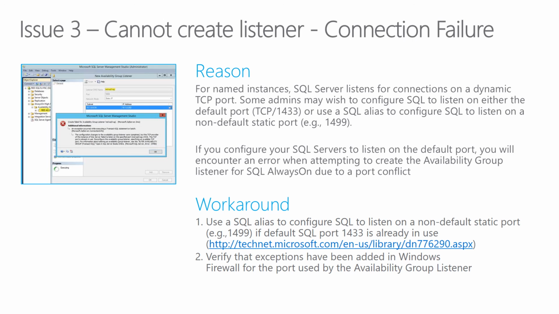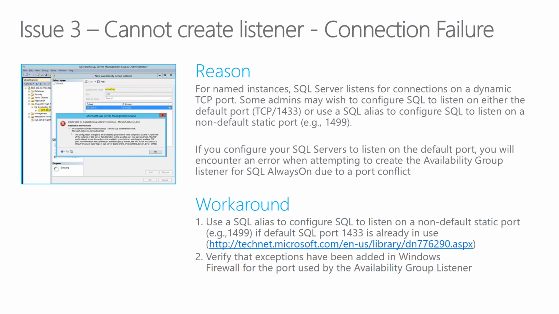Issue 3. Cannot create listener connection failure. For named instances, SQL Server listens for connections on a dynamic TCP port. Some admins may wish to configure SQL to listen on either the default port, TCP 1433, or use a SQL alias to configure SQL to listen on a non-default static port, for example 1499. If you configure your SQL service to listen on the default port, you will encounter an error when attempting to create the availability group listener for SQL AlwaysOn due to a port conflict.